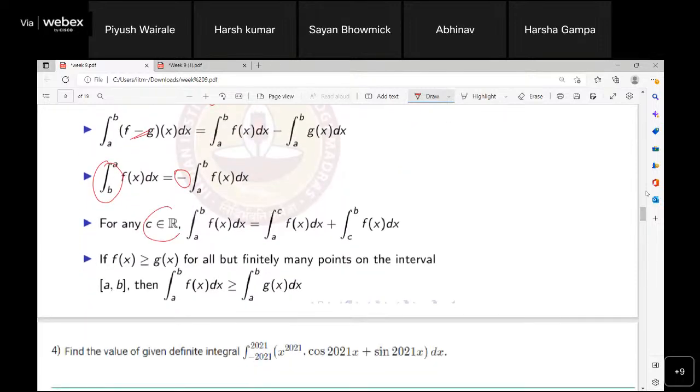Then for any c belongs to R. Suppose I have integral, say 1 to 4 f of x, and I can write it down as 1 to 2 f of x plus 2 to 4 f of x dx. So this is what this rule is, right? I can split this integral also like this, 1 to 2 and 2 to 4.